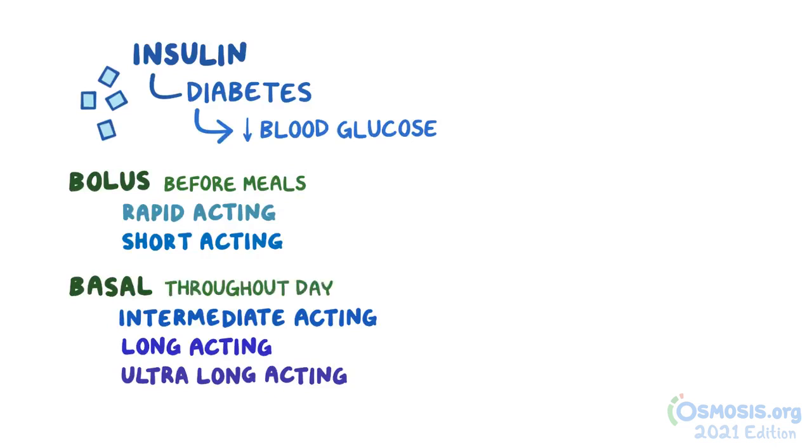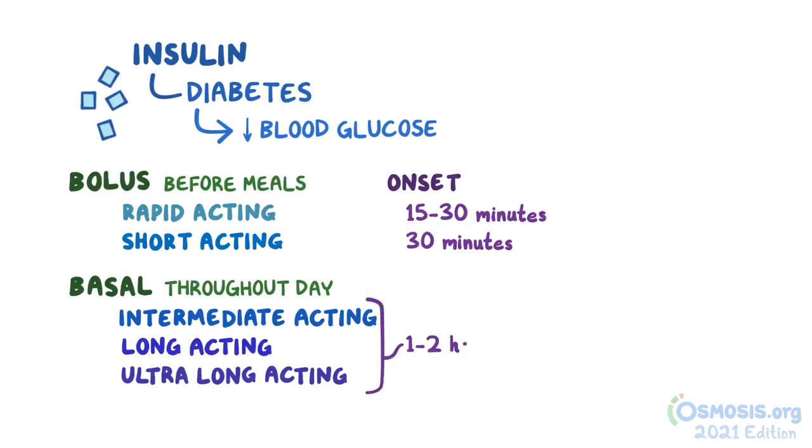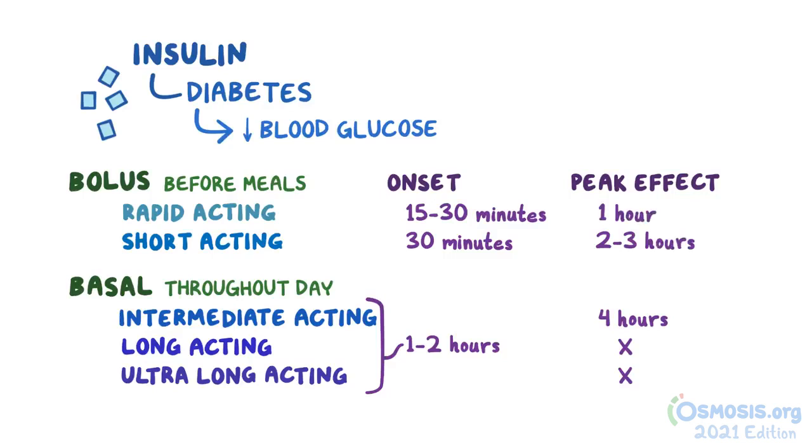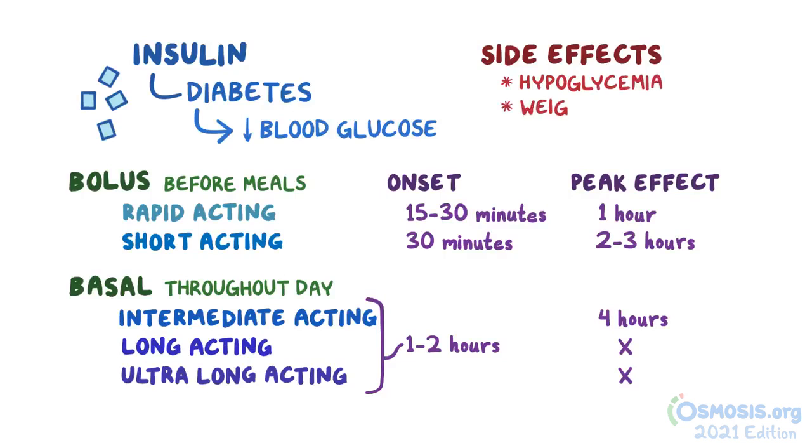Rapid-acting insulins have the fastest onset at 15 to 30 minutes, followed by short-acting insulin, which starts working at 30 minutes. Intermediate-acting, long-acting, and ultra-long-acting start working between 1 to 2 hours. Only intermediate, short, and rapid-acting insulins have peak effects at over 4 hours, between 2 to 3 hours, and 1 hour, respectively. Major side effects of insulin include hypoglycemia, weight gain, and lipodystrophy at the injection site.